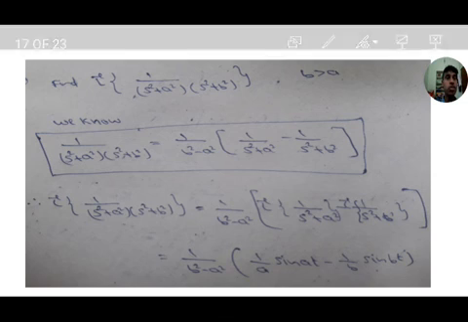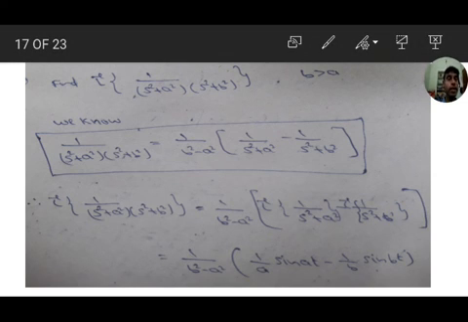Find L inverse of 1 by (s square plus a square) into (s square plus b square). Okay, find L inverse of 1 by (s square plus a square) into (s square plus b square). Actually it is a quadratic factor. We get it is the fourth case.